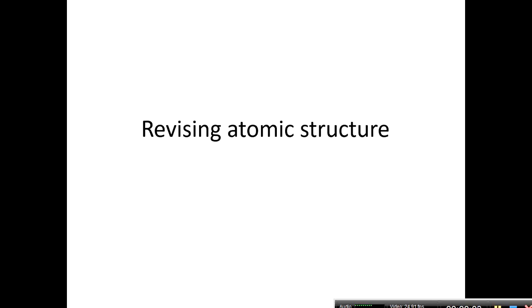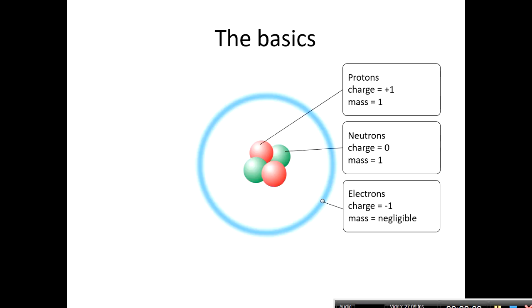This PowerPoint is designed to help you revise how to draw atoms using the information from the periodic table. So here are the basics of what's in an atom. You've got protons and neutrons. They're both found in the nucleus of the atom, which is the centre of the atom here. Protons have got a charge of +1. They've got a mass of 1. So the mass is relative to the same mass of the neutrons.